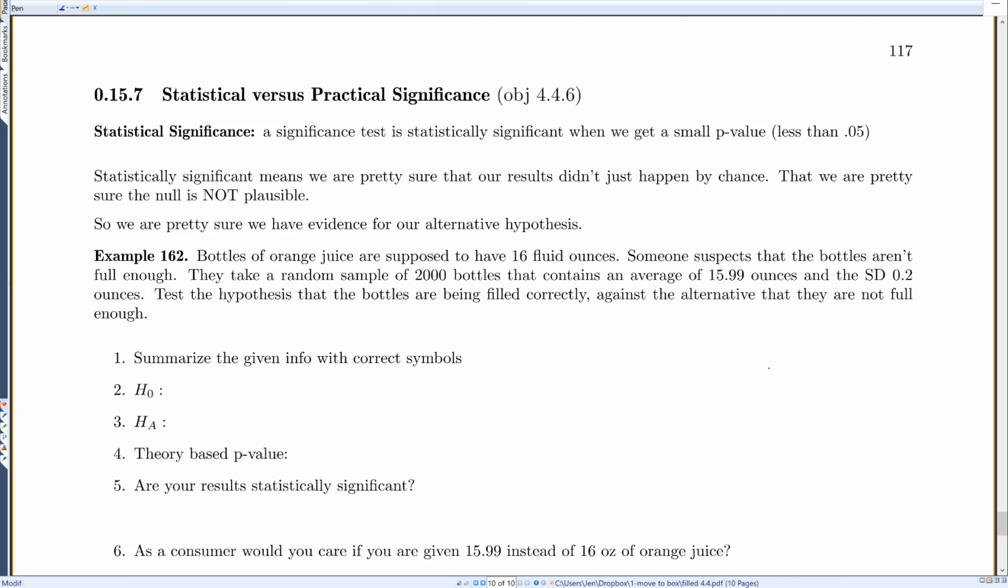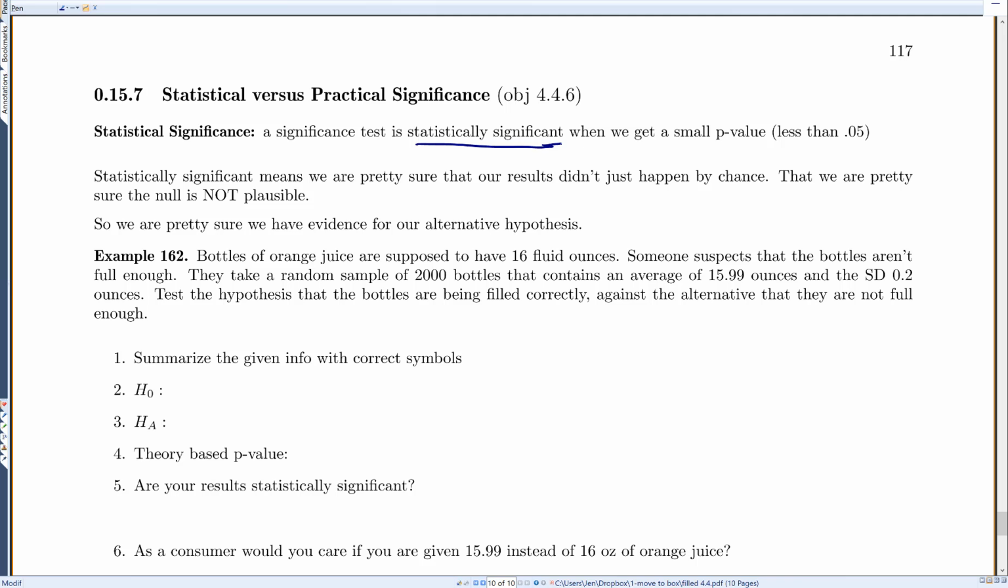Okay, so one more thing. This one actually goes back to significance tests. We're going to kind of switch gears, go back to significance tests. So a significance test is statistically significant. We use that specific word, statistically significant, when we get a small p-value, less than 0.05. So statistically significant means we're pretty sure that our results didn't just happen by chance. Like, we're pretty sure the null is not plausible. We're pretty sure we have evidence for our alternative hypothesis.